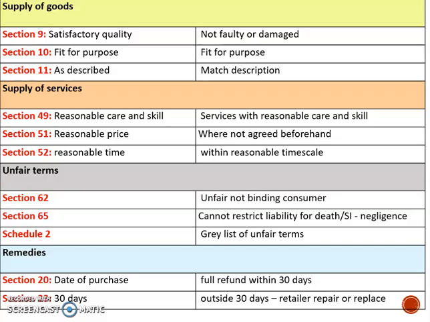So Section 49, for example, says that the plumber must use reasonable care and skill when carrying out the work. Section 51, there must be a reasonable price. Section 52, it must take a reasonable time, a reasonable time scale must be involved. Obviously, the word reasonable is subjective and open to interpretation, but that's obviously so that it can cover lots of different situations.